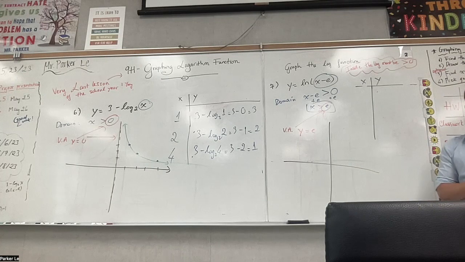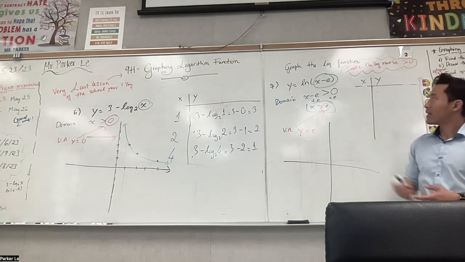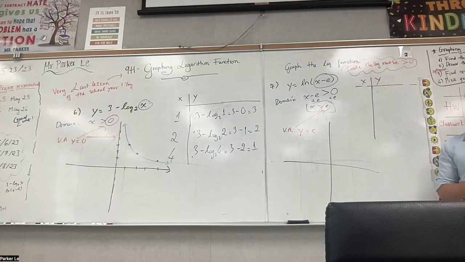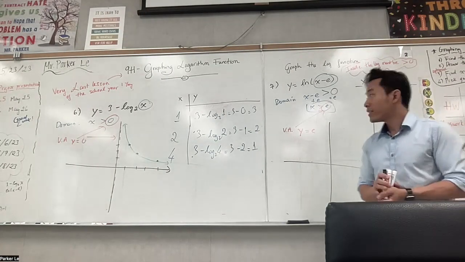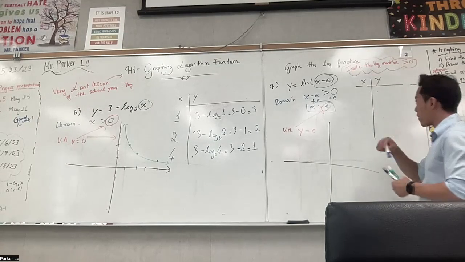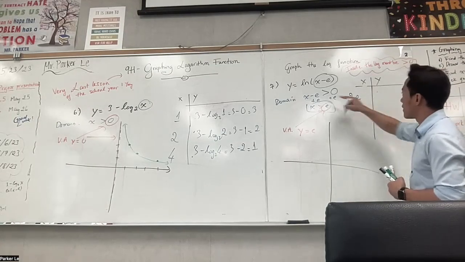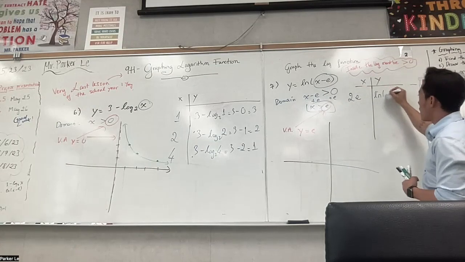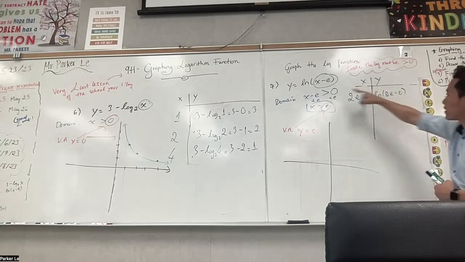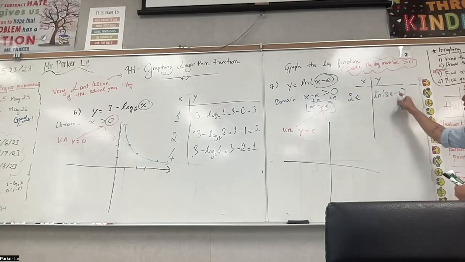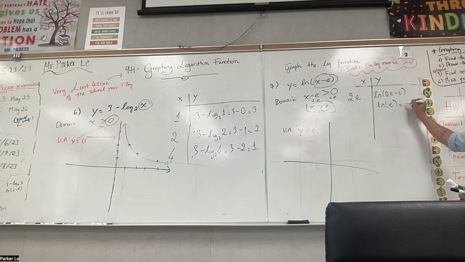Does e minus e give you any good point there? 2e. Okay, very good. 3 points for Elizabeth. Why is 2e good? You plug in x equals 2e, you have 2e minus e. What is 2e minus e? e. Just e. What is ln e? 1. Natural log of e is 1.